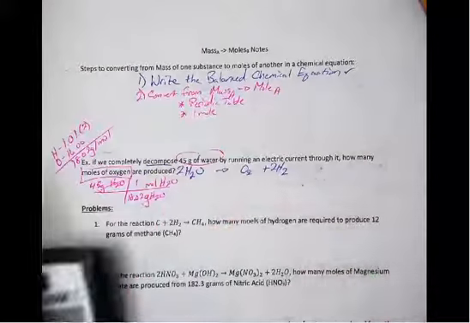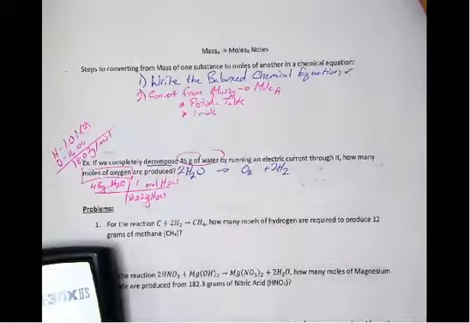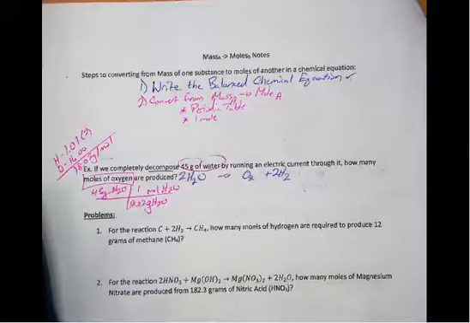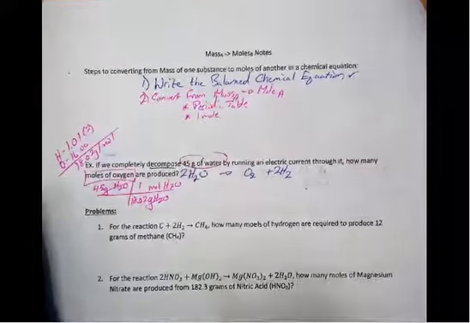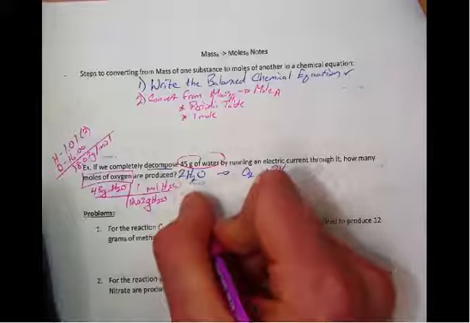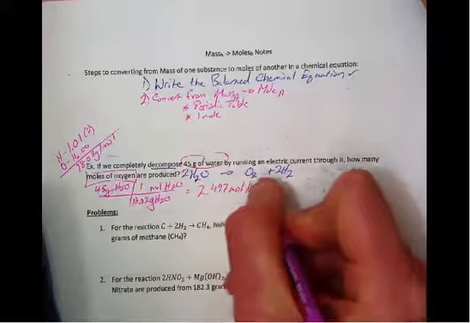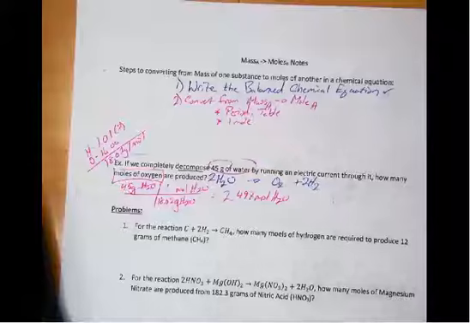45 divided by 18.02 will give us our first step, which is 2.497 moles of H2O. Now that we are at the mole bridge, we can now cross it.